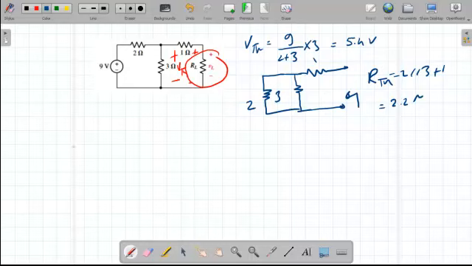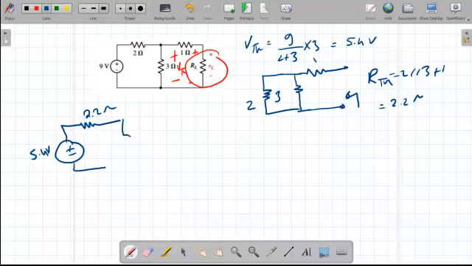So now our equivalent circuit will be: this is V Thevenin, which equals 5.4 volt, and R Thevenin, 2.2 ohm, and this is our load RL. Now we just need to find the voltage with different values of the resistor.